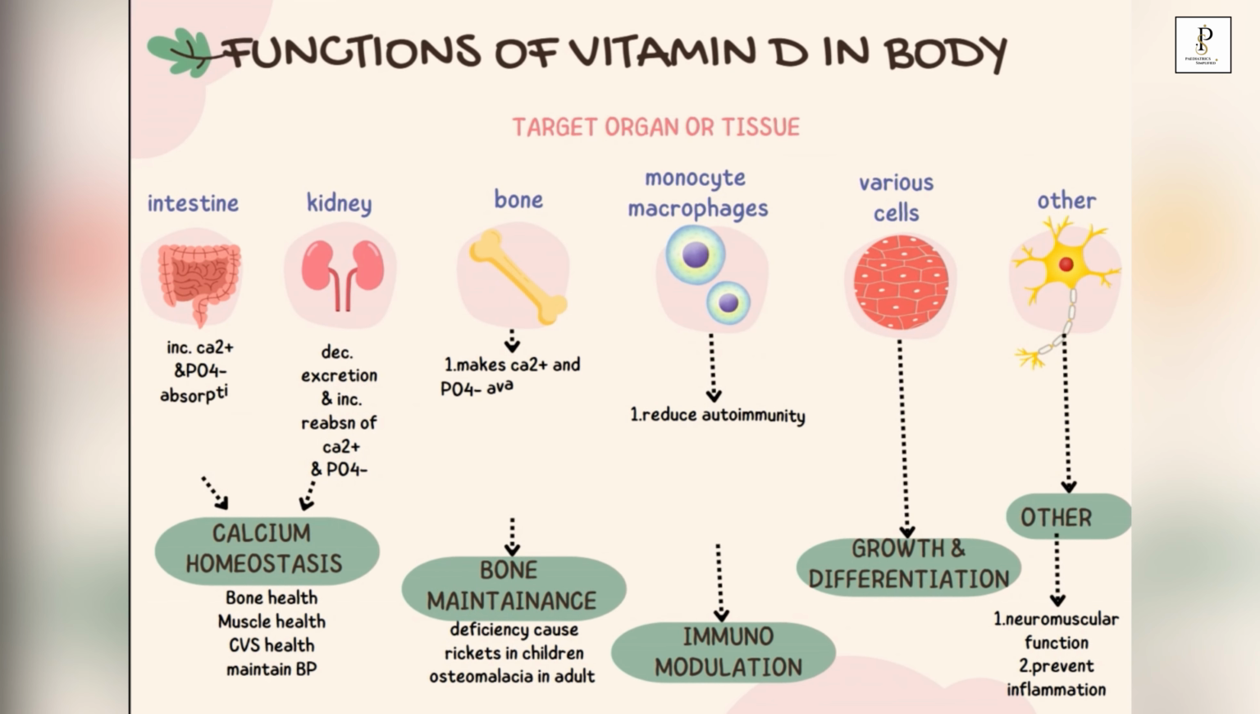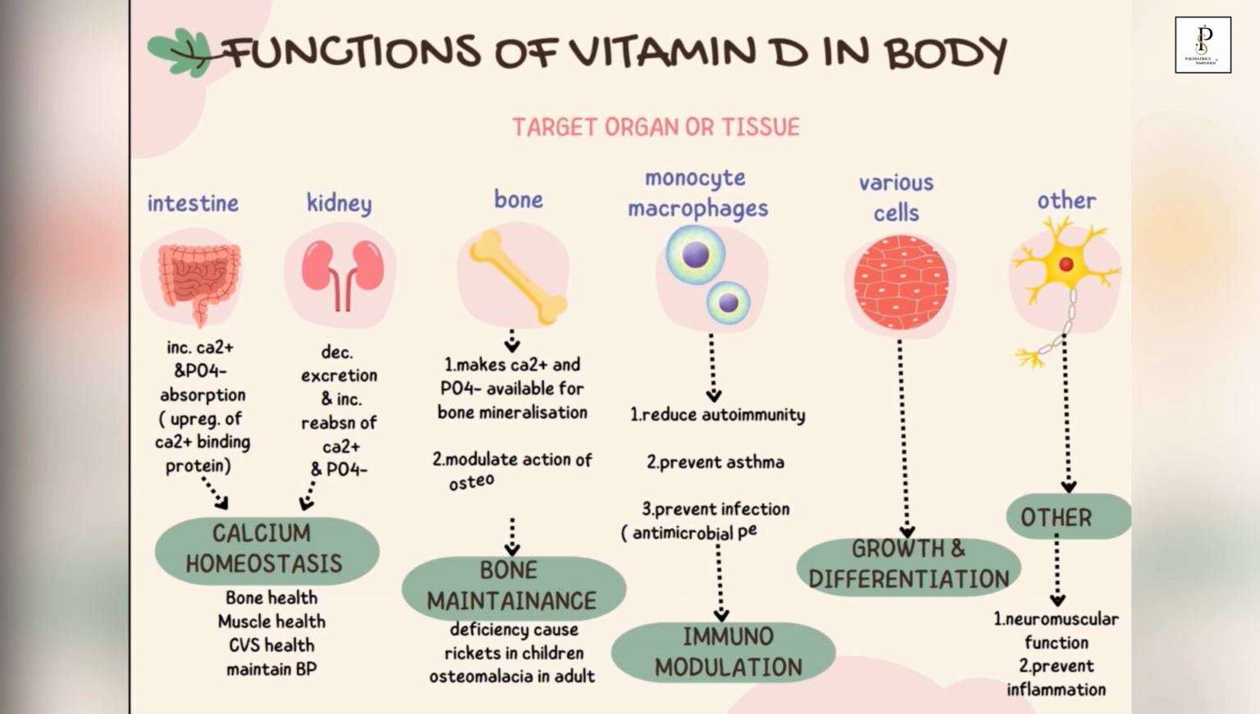What are the functions of vitamin D in the body? Vitamin D carries out various functions inside the body, but here we are discussing 5 important or primary functions of vitamin D. These functions are carried out when vitamin D goes and attaches to the target tissue or organ like intestine, kidney, bone, monocyte, macrophages, etc.